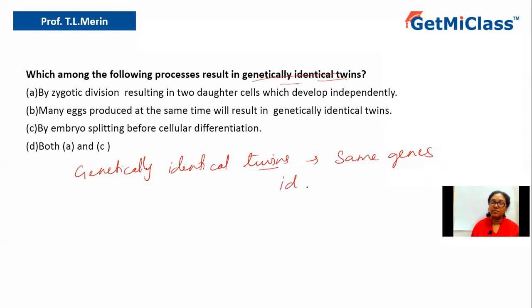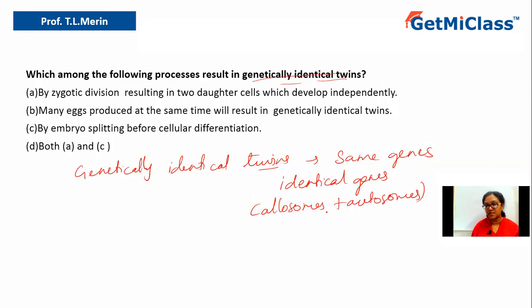So that means two babies are developing at the same time and they have identical genes in them. That means the genes on allosomes as well as autosomes are the same. So that is the meaning of genetically identical twins. Usually these are also called clones, because they are genetically identical to each other.